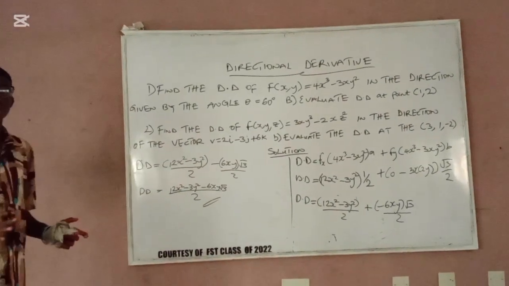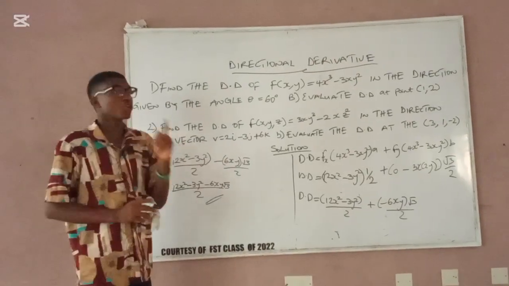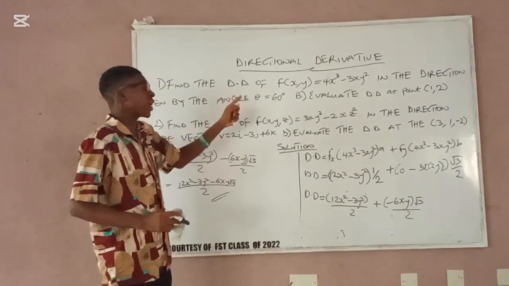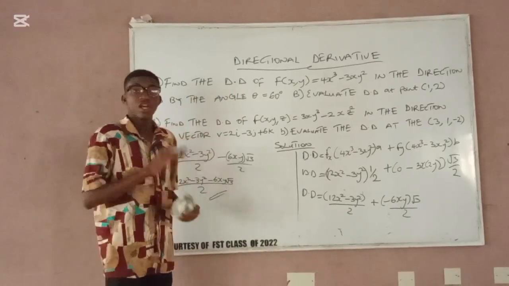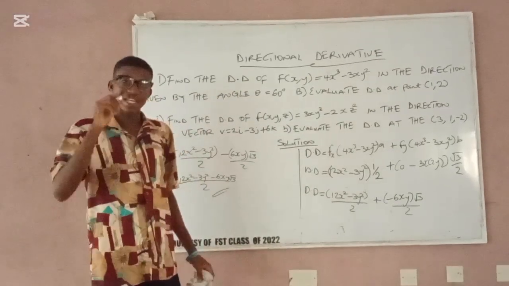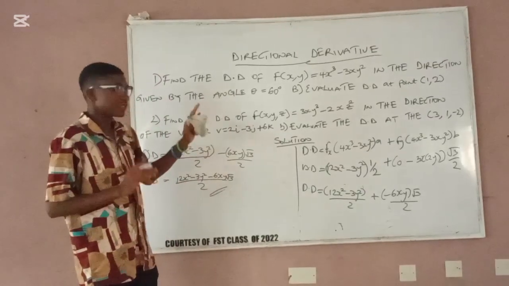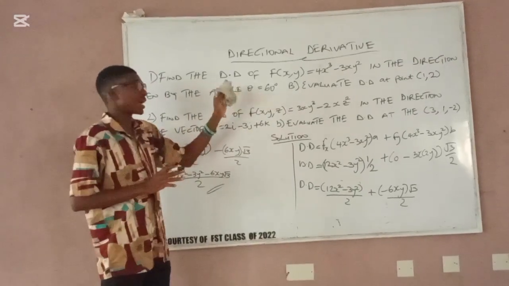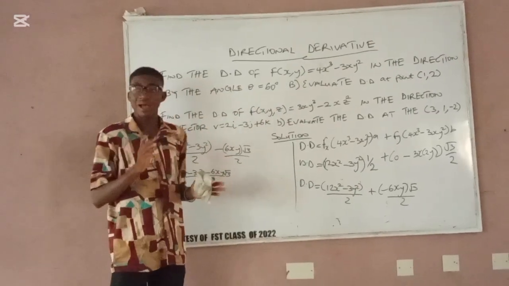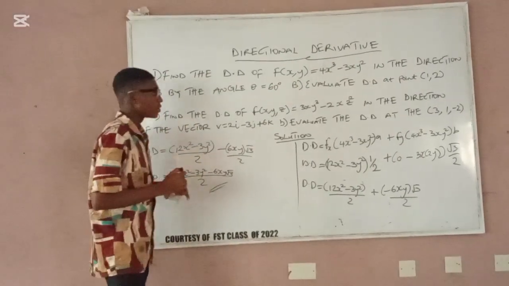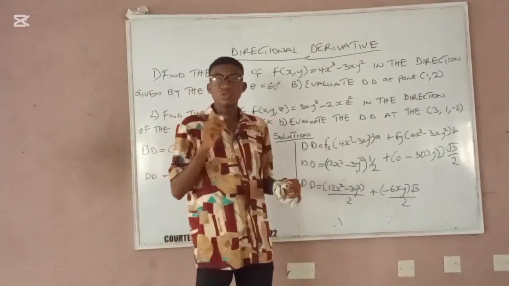The directional derivative is very easy. We have to stay calm. First step, find your u, which is the unit vector. If they give you an angle, the formula for u is cos theta, sin theta. If they give you an angle, the formula for u is cos theta, sin theta. Find our u first. Our u gives us 1 over 2 and root 3 over 2.